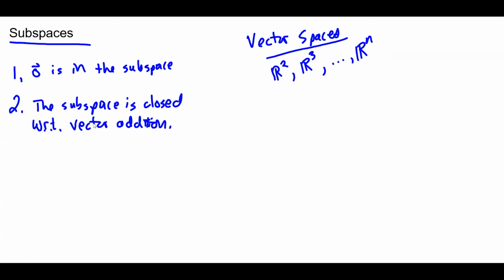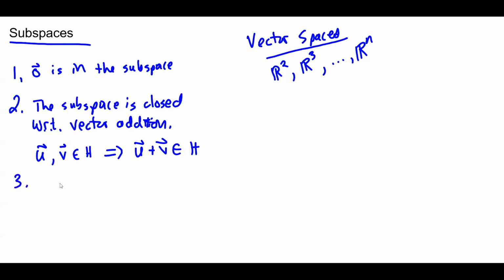So what does that mean, closure? It means if I pick any two vectors, say u and v, inside of a vector space, we'll call the vector space H. So if I pick any two vectors that are already in the vector space, then when I add them together, that new vector is also in the vector space. So you can't add two vectors and get a vector that's outside of the subspace.